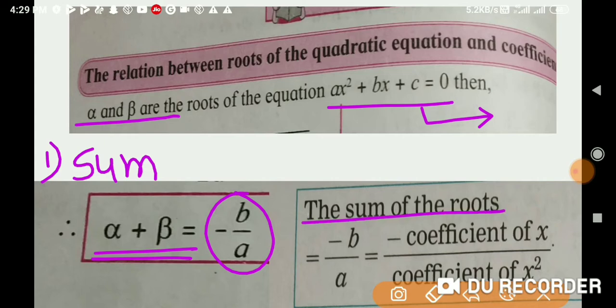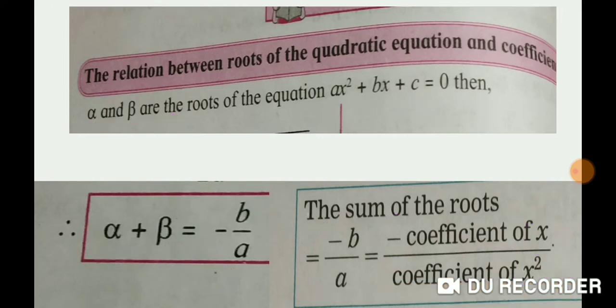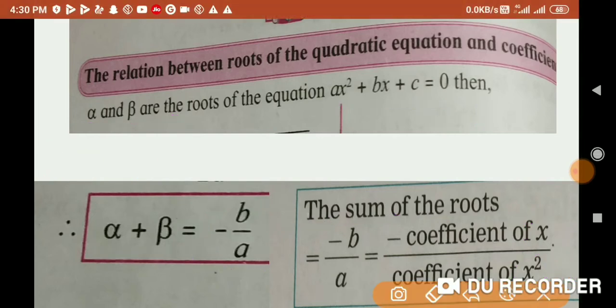Now see, the sum of the roots is equal to minus b upon a, where b is the coefficient of x and a is the coefficient of x square. Understand? Now see again, the coefficient of x is b. Okay, see the general form, and the coefficient of x square is a. Okay, see here, minus b upon a, where b is the coefficient of x, and a means what? The coefficient of x square.